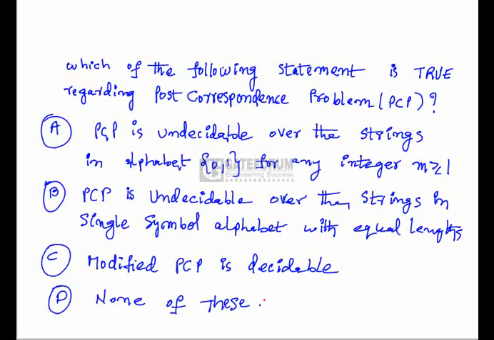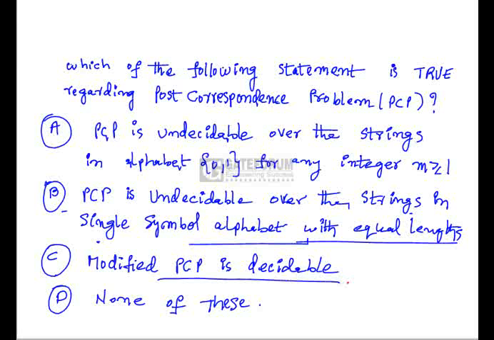Which of the following statements is true regarding the post correspondence problem, that is PCP? Option A, PCP is undecidable over the strings in alphabet {0, 1} for any integer m greater than or equal to 1. Option B, PCP is undecidable over the strings in a single symbol alphabet with equal lengths. Option C, modified PCP is decidable. Option D, none of these.